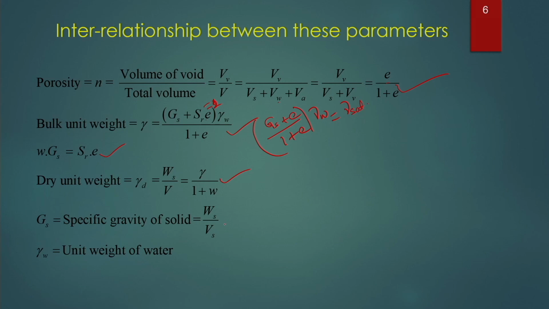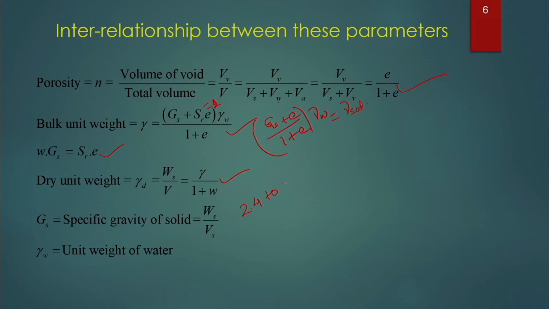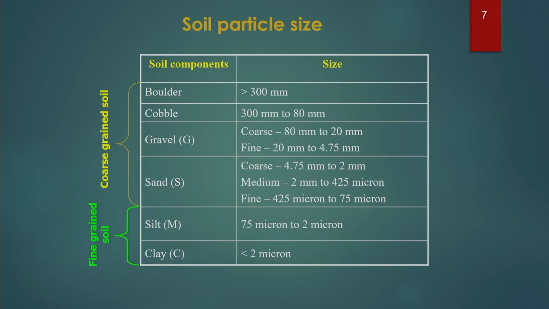GS is the specific gravity of solid particles present in the soil. GS will be equal to WS by VS. Generally the GS of the soil varies from 2.4 to 2.8, and gamma W is the unit weight of water, which is equal to 9.81 kilonewton per meter cube. With this, in some of the index properties, next we will go to soil particle size.